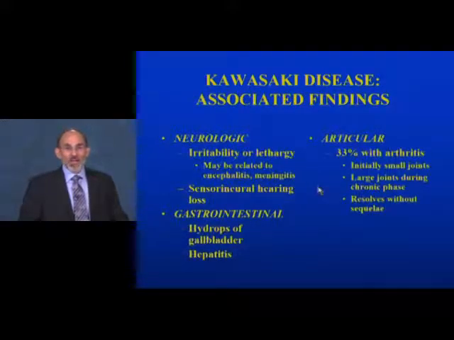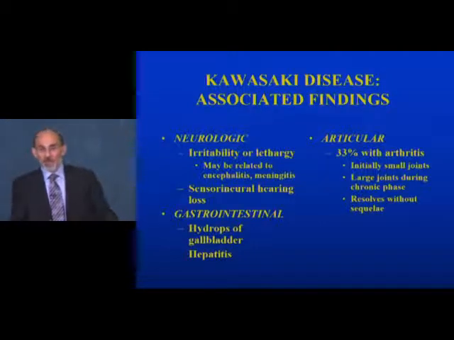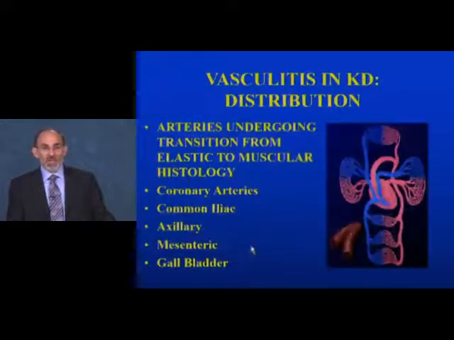There may be a variety of rare other complications, from irritability and lethargy to arthritis in about a third. This is non-erosive, but it can be extremely uncomfortable. It responds, but only partially, to intravenous immunoglobulin. And these children may also have hydrops of the gallbladder, so they may have a mass in the right upper quadrant, which is tender. And as we mentioned, they have hepatitis.